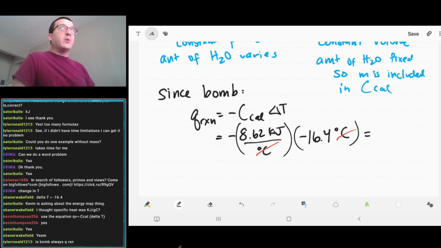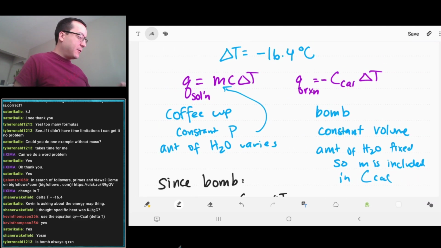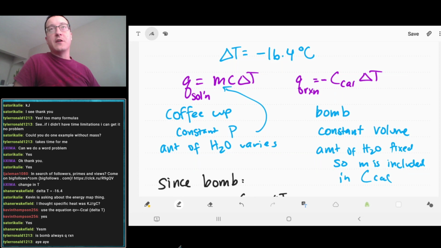If we want, we could look at the Q of the bomb, but who cares about the Q of the bomb? We care about the reaction. And if it helps, for the coffee cup, it's always Q solution. If you want, you could make it Q reaction by just throwing a negative sign in front of it. That would work. Totally okay.